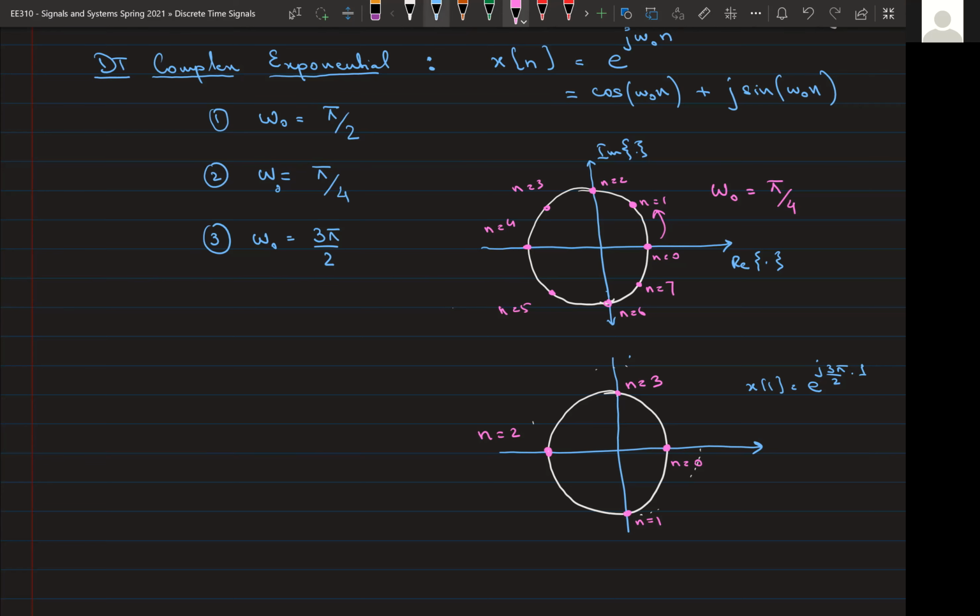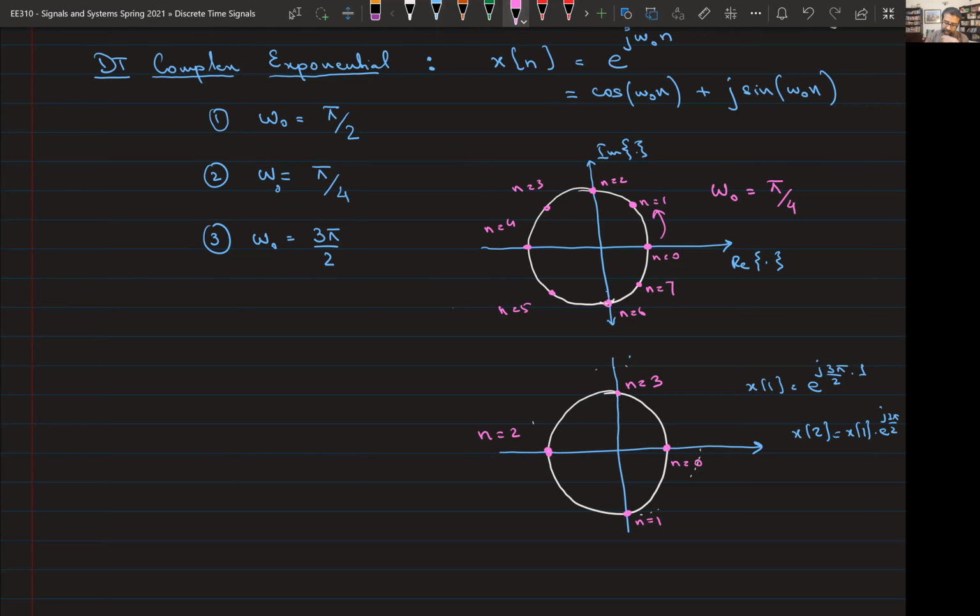Okay. Right? So because x of 2 is x of 1 times e raised to the power j 3 pi by 2. You can go ahead and verify this, right? This means wherever x of 1 was earlier, we add 270 degrees to it. That would be like subtracting 90 degrees. Okay sir. Because adding 270 is the same as subtracting 90, right? So n equals 2 here.